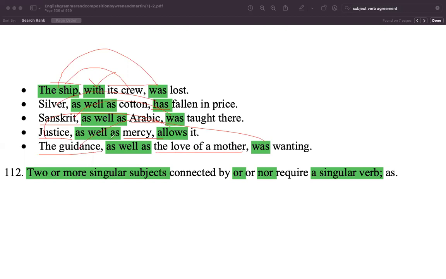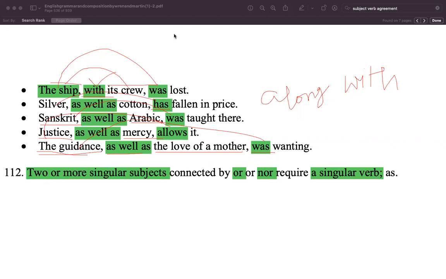So in that case, what do you find? You will find that the verb always follows the first part of the subject if the subject is joined with another subject using with, as well as, or along with. The king along with his courtiers was visited. So in that case, we will use a singular verb.